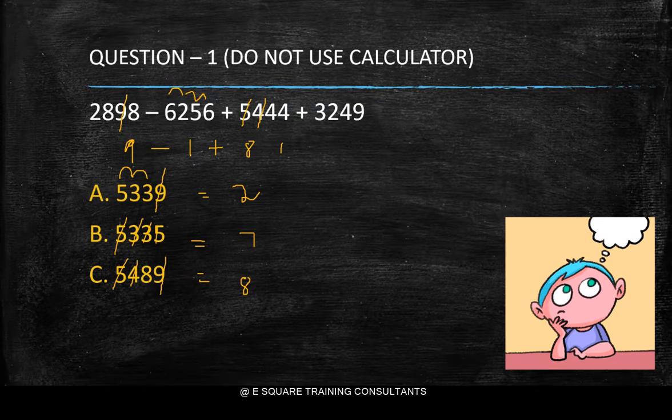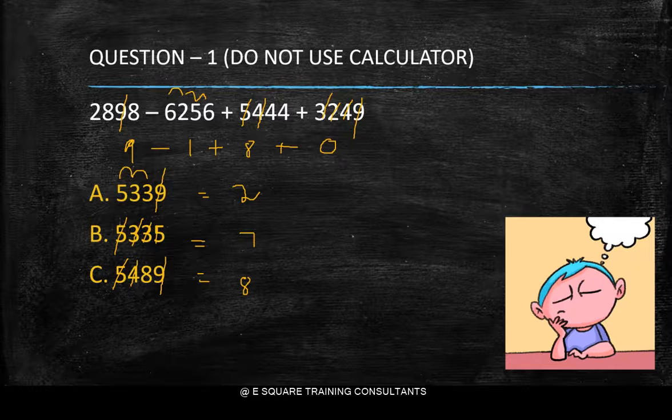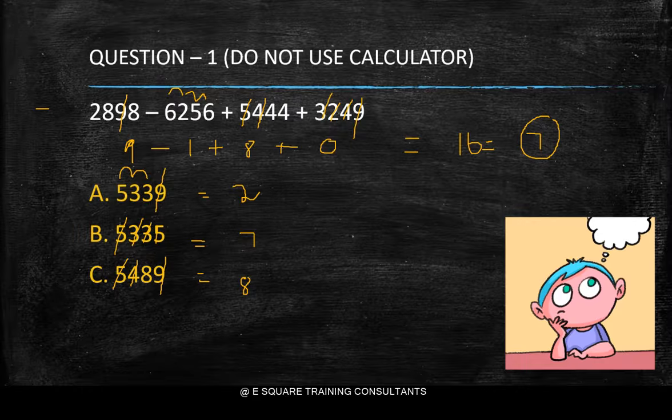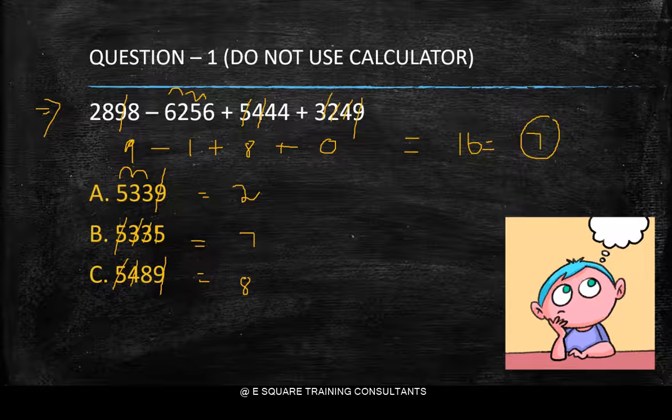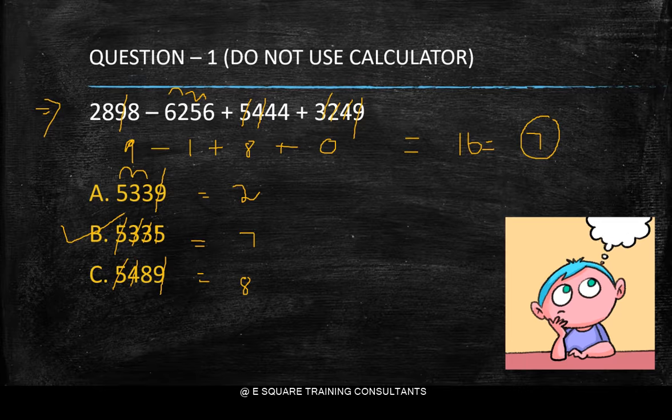Since it is addition between these two numbers, I have taken addition here also. Again this is plus, so I'll take plus as well. 9 you can remove, then check which counts to 9 here. 3 plus 2 is 5, 5 plus 4 is again 9. So in the place of 9, I'm going to place 0. So 9 minus 1 is 8, 8 plus 8 is 16. So the digital root is not 16 but 1 plus 6, which is 7. Since this equation has 7 as the digital root, the answer option also should have 7 as the digital root, and with no doubt option B, which is 5335, is the answer choice for this question.